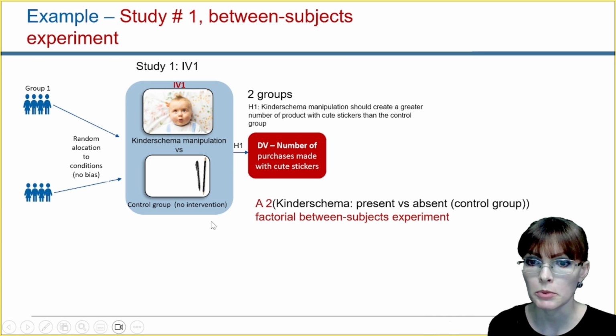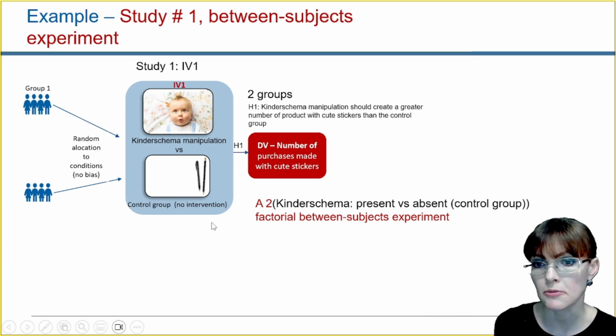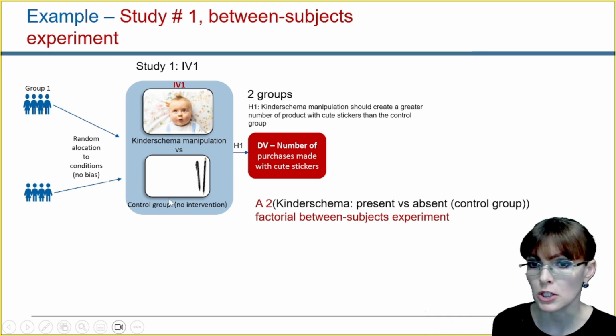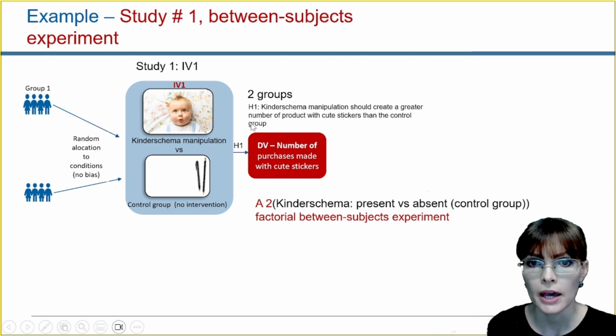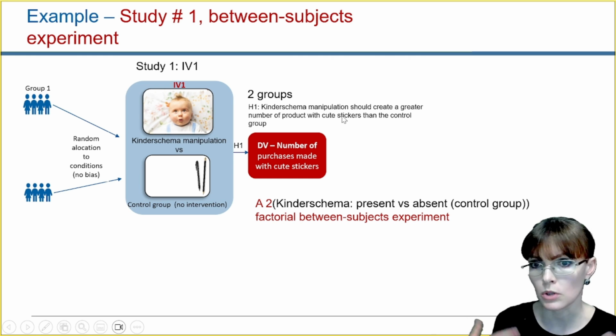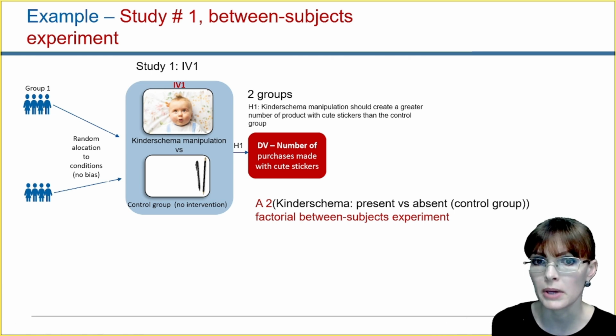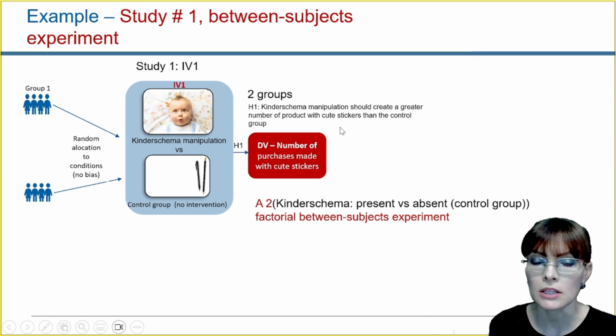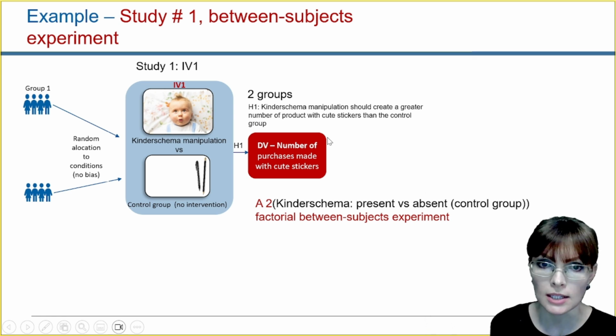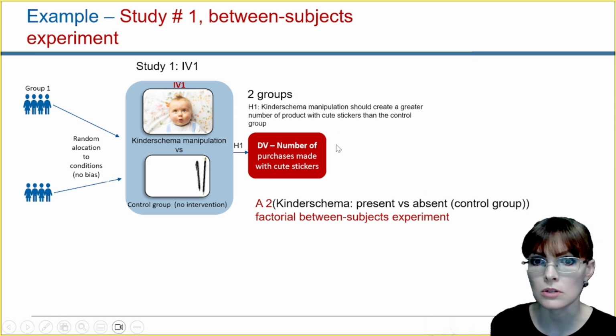One of the ways for us to do it is to use Kinder schema, in other words, to show pictures of babies to consumers. In the first condition, we will expose consumers to pictures of children. And our second manipulation is a control group which does not have this intervention. They will see the picture of pens or pencils. And our hypothesis here is that exposure to kinder schema, to pictures of babies, will result in a greater number of products selected or purchased with cute stickers compared to the control group.